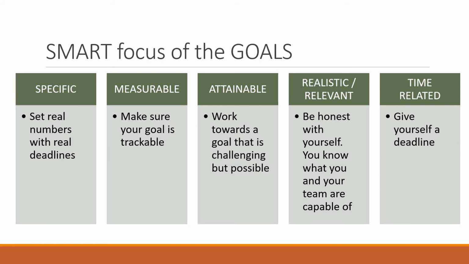Remember that this plan is for 1.5 years. Okay, it is your plan to be deployed by you until you finish your high school, in order to finish your high school and say, okay, I have developed my leadership skills. So the better you write down your plan, the better the effectiveness of your leadership skills to be developed. Okay? Measurable is to make sure your goal is trackable. Attainable is to work towards a goal that is challenging but possible.